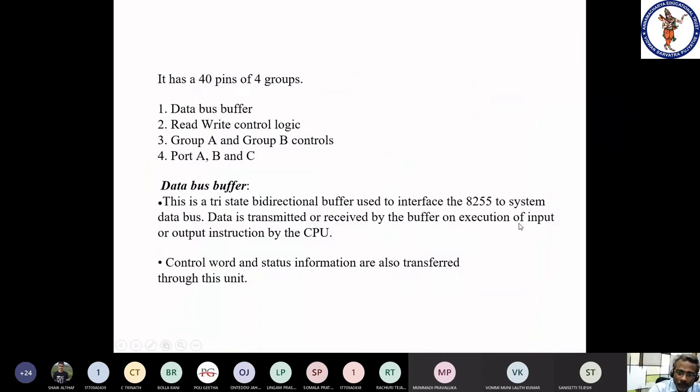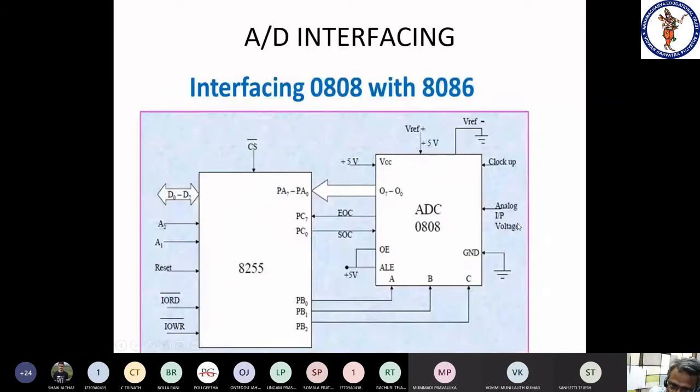So that is about the direct type and indirect type. ADC 0808 is an 8-bit successive approximation type analog to digital converter.